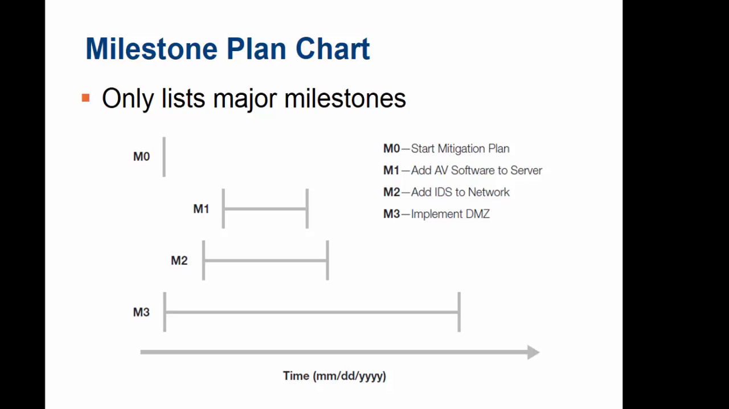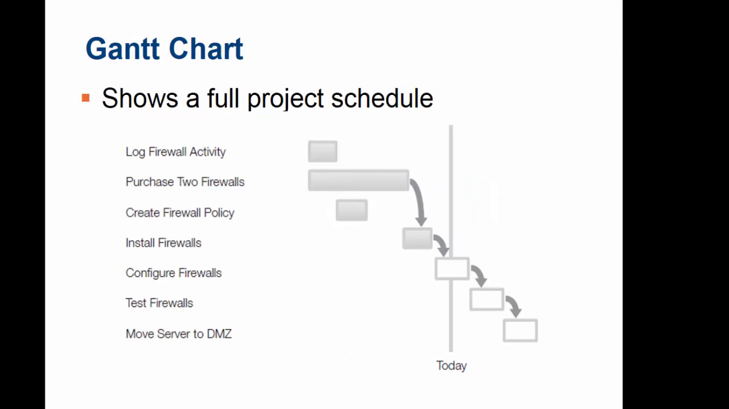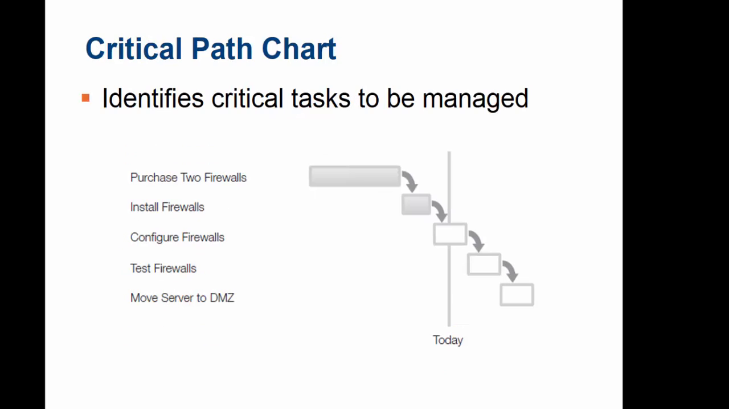There's your milestone plan chart. It only lists your major milestones, but there's also what they call inch stones, which are a lot of mini steps in between these. And the Gantt chart. Anytime you do a risk management plan, you'll need to have the Gantt chart, to show how things are going to be implemented on a timeline. The critical path chart identifies critical tasks to be managed.